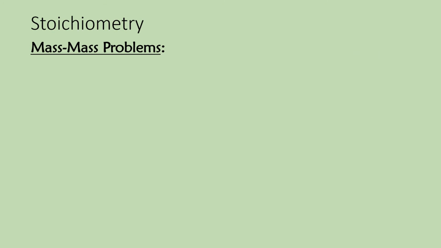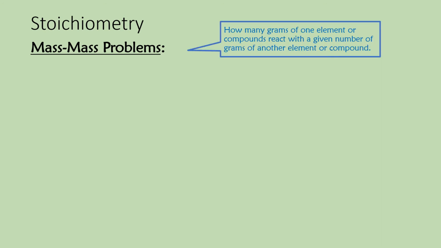The second type of problems that we can get are the mass problems. In this type of question, instead of moles, they'll be asking, if you are given this number of grams of the first element, how many grams of the second element are going to react with this, or something of that sort.